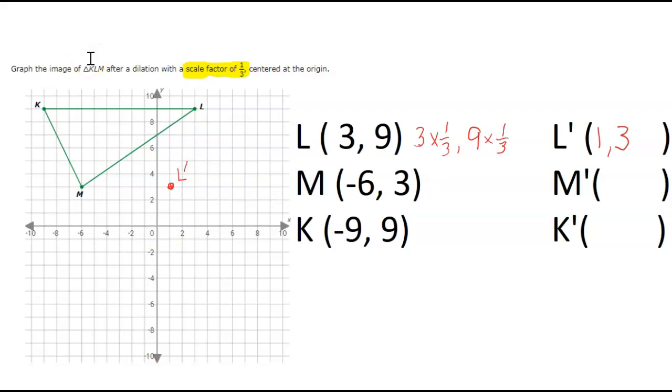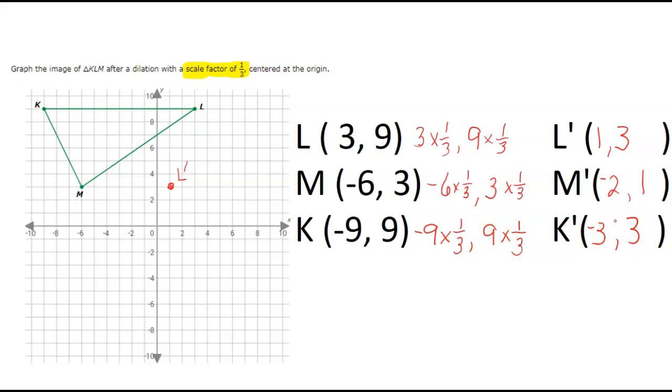On the next one, we're going to take our scale factor of 1/3 and multiply it times the x, so -6 times 1/3. So 1/3 of -6 is -2. Go ahead and fill that into your coordinate. And then I'm going to take my y value of 3 times 1/3. 1/3 of 3 is 1. Do the same thing to coordinate K. So -9 times 1/3. 1/3 of -9 is -3. And I have 9 times 1/3, which is 3.